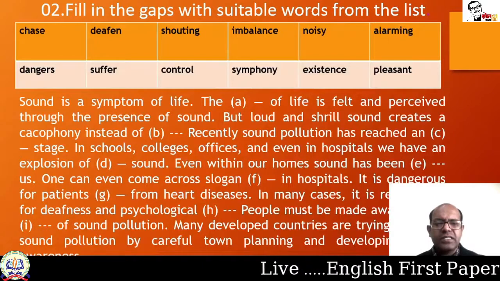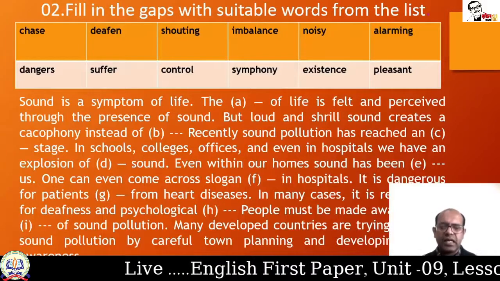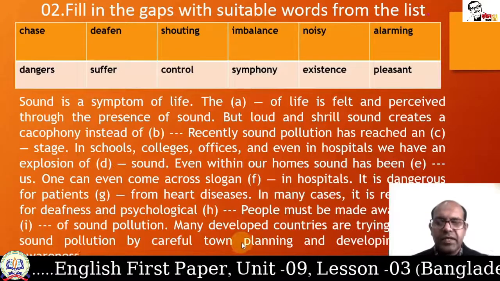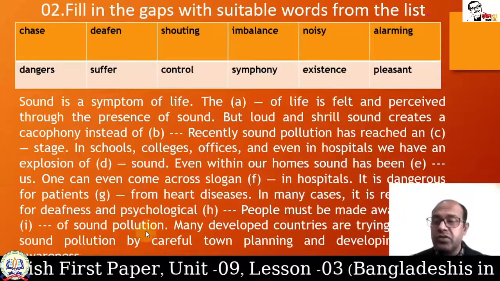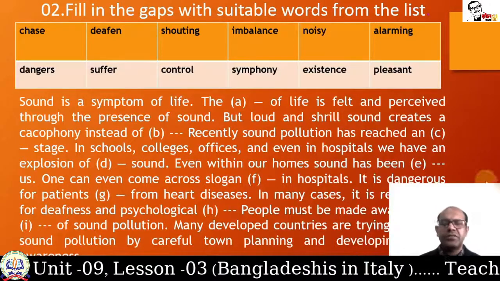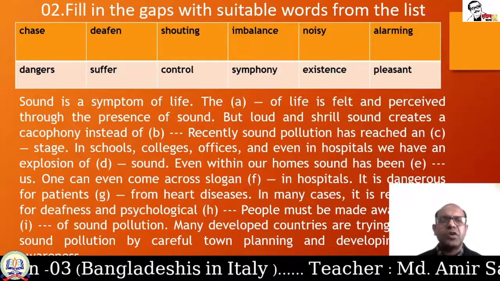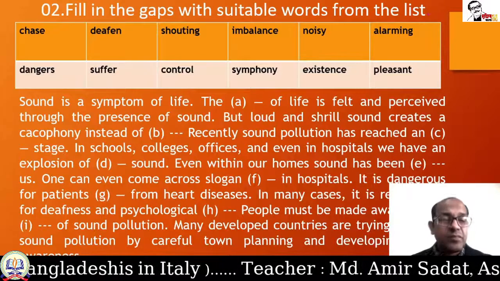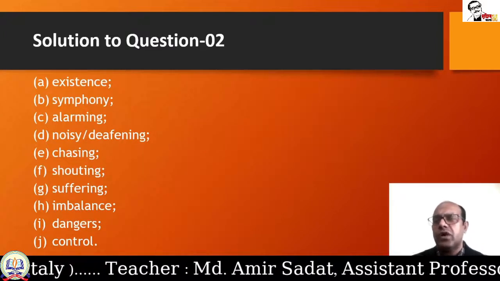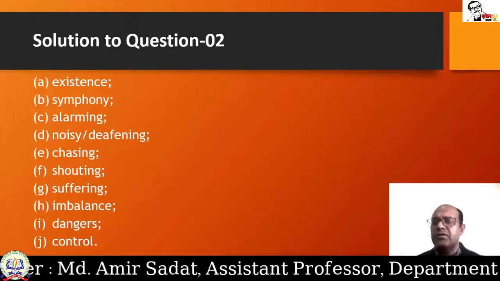Many developed countries are trying to dash sound pollution. So which will be the correct answer for gap J? I think control is the correct answer. So many developed countries are trying to control sound pollution by careful town planning and developing public awareness. So dear learners, you have already understood the passage is based on sound pollution. Here is the solution to question 2, and that means here is the solution of the cloze test with clues. Now check it out.